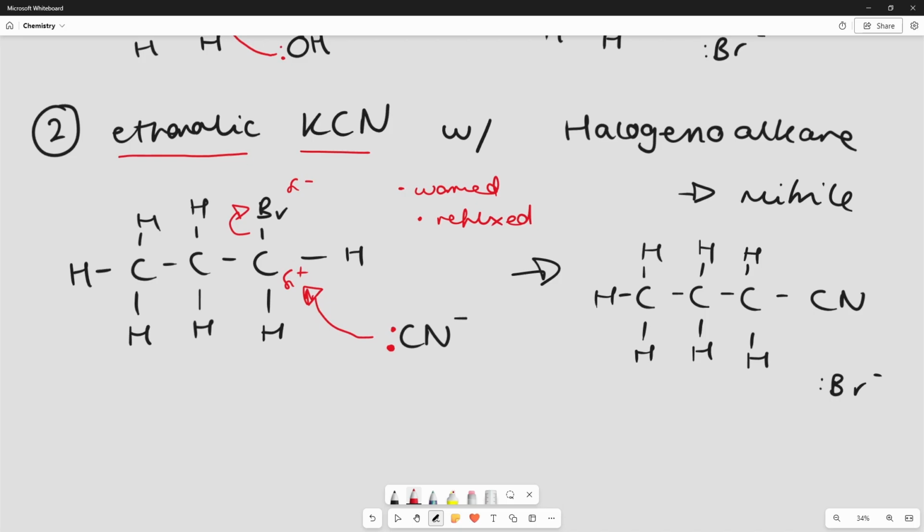Some exam questions like to use hydrogen cyanide. Although hydrogen cyanide will work, the key point to remember is that hydrogen cyanide dissociates less readily into the cyanide ion than potassium cyanide does. And of course, when you react hydrogen cyanide with a halogenoalkane, you get a very toxic hydrogen halide gas. Let's say, for example, you're reacting with chloromethane, you'll get hydrogen chloride gas, which is very toxic, which is why it's often avoided in industry. So that's just a side note to remember when you're answering exam questions.